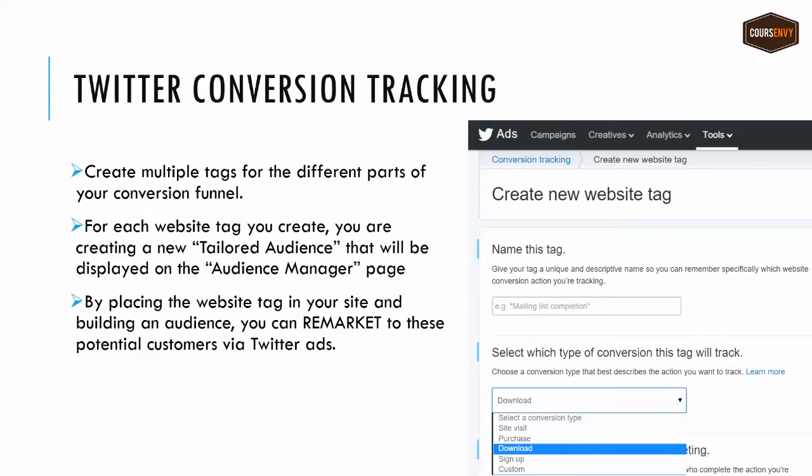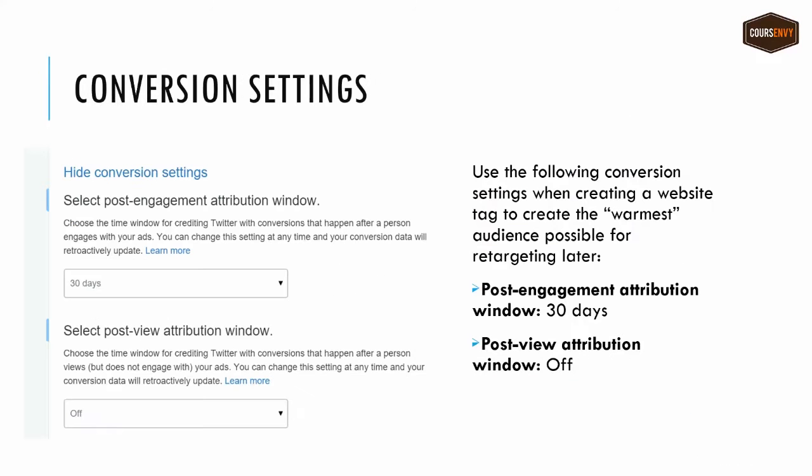So you want to use the following conversion settings when creating a website tag. I use the term warm audience. Those are people who've been engaged within the last 30 days. They've been to your website, they've been on your page, they're still warm to your product or service. So you'll want to expand this conversion settings. It's normally hidden, so you want to click this expand conversion settings here, and then you'll click 30 days for post engagement, and then click off for post view attribution.